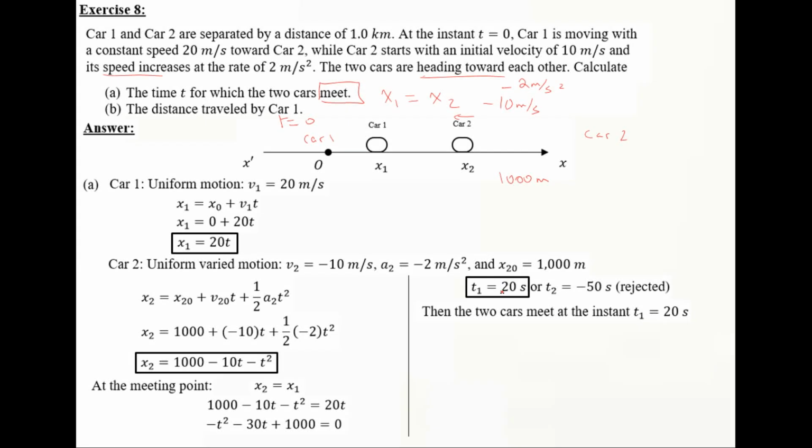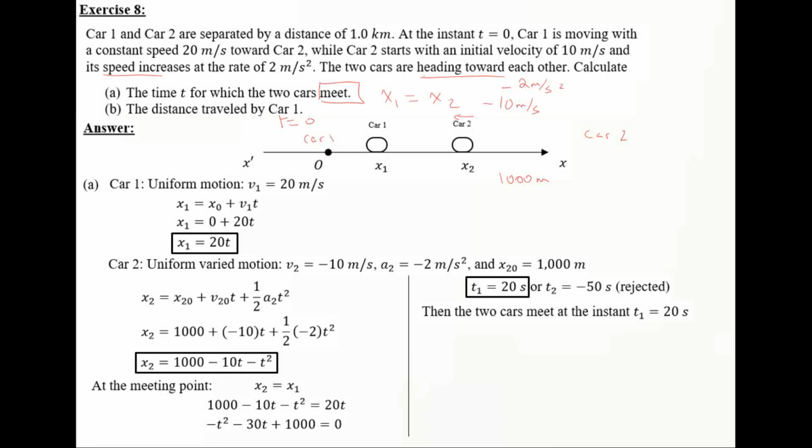t1 is the accepted answer because time can never be negative, and if you think about it, the cars will meet at only one point, because as they're heading toward each other, they will cross this point. Car 2 will keep moving in the negative direction while car 1 will be moving in the positive direction.